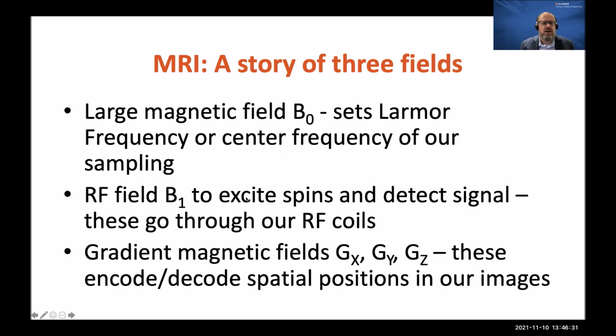And then we have an RF field where we can excite those protons and we can detect their signals through our RF coils. And then we're going to have gradient magnetic fields that change the magnetic field in different directions to be able to let us localize where those protons are coming from.